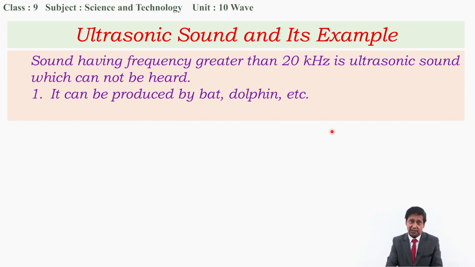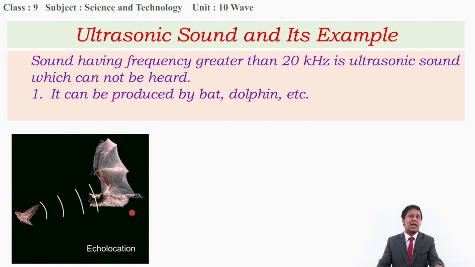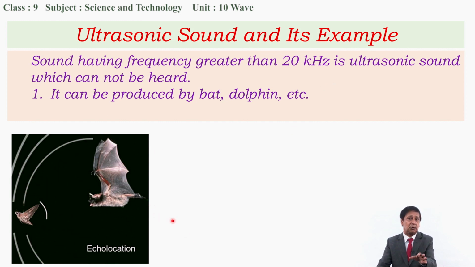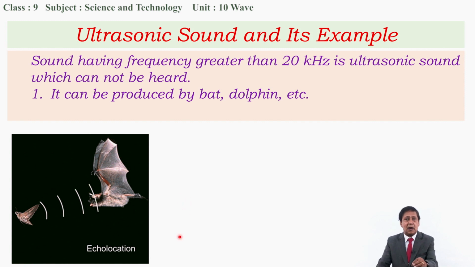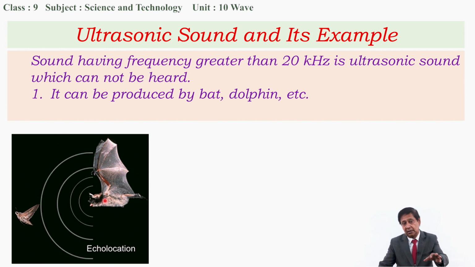Bat and dolphin. There is a saying that bat can see at night. It's a little wrong idea. Bat cannot see at night. But what happens at night? Bat produces ultrasonic sound having frequency more than 20 kilohertz. It can produce the sound having frequency 100 kilohertz also. And this ultrasonic sound is released by the nostril cavity of this bat.